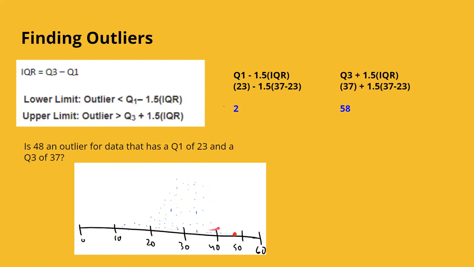Well, 48 is in between 2 and 58, so it is not an outlier. If the question said is 59 an outlier, we would say yes by this, because it has to be in between 2 and 58.